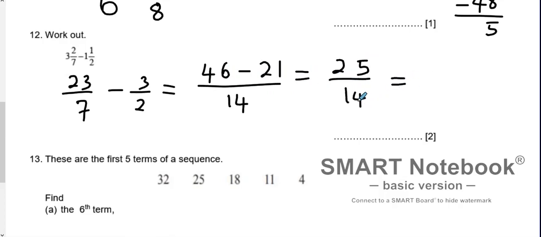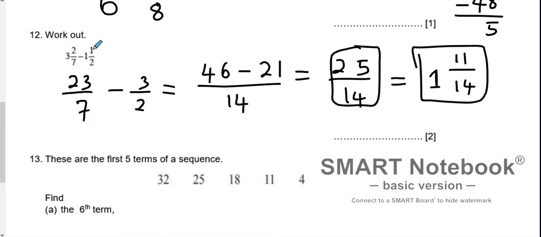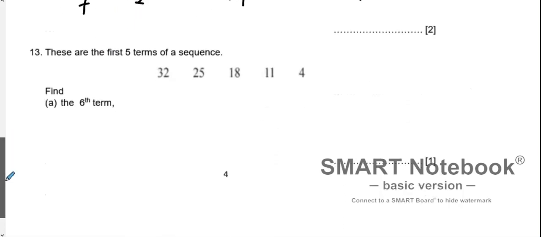As a mixed number, we're going to go ahead writing 1, because 2 times 14 is 28, so that will be 1, and then 11 over 14. Okay, so I hope I got this correct, because 14 times 1 is 14, add that will be 25 over 14. So you can leave your answer like this, or you can leave your answer like this, because they did not say leave your answer as a mixed number.